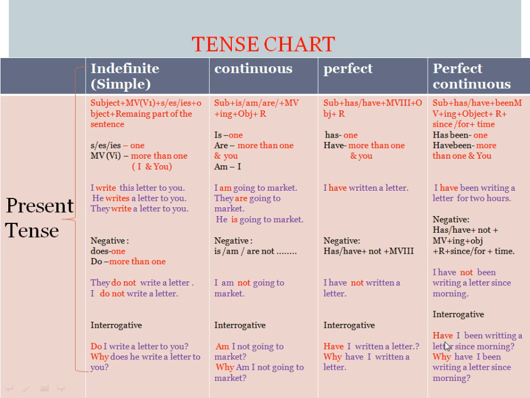In interrogative, Have I been writing a letter since morning? Have comes in the beginning as a helping verb, then I, been, and the first form of the verb plus ing, and time is also given here, since morning. So we can say the sentence belongs to present perfect continuous tense. Why have I been writing a letter since morning? For the question word, we use it in the beginning, before the helping verb.